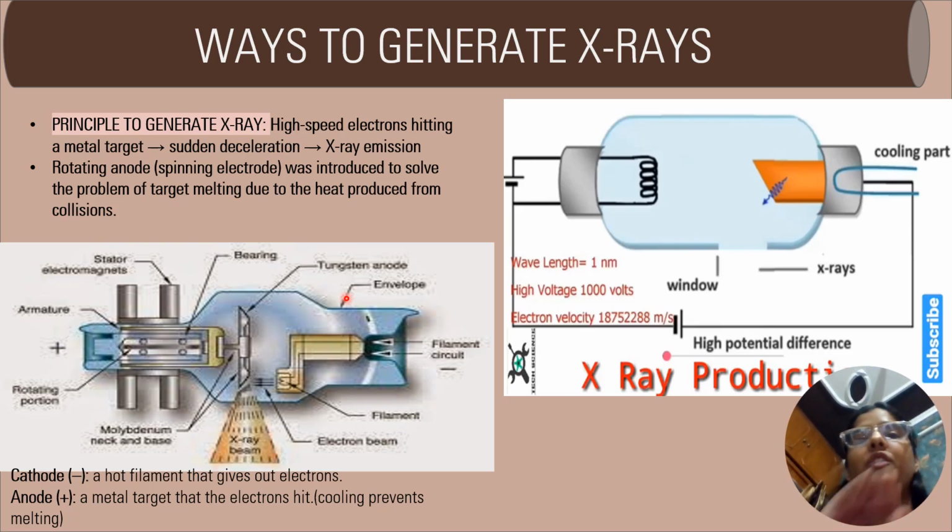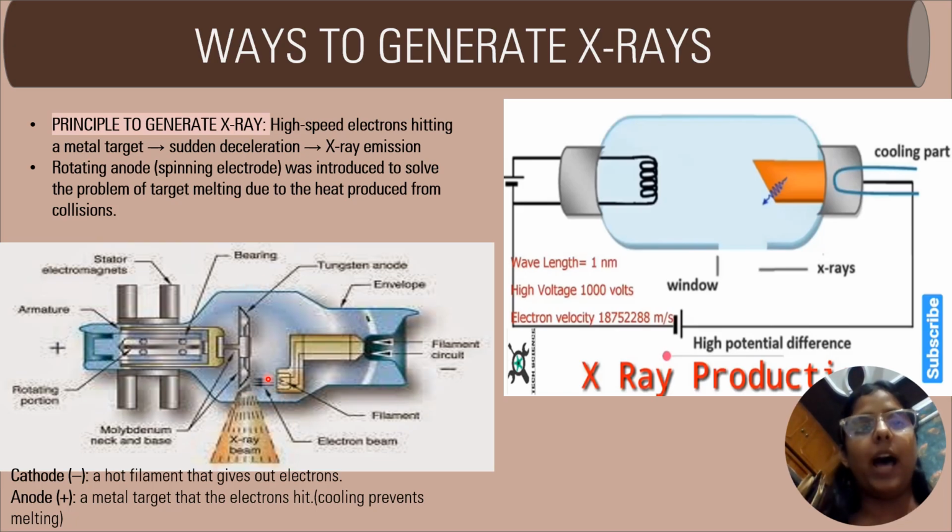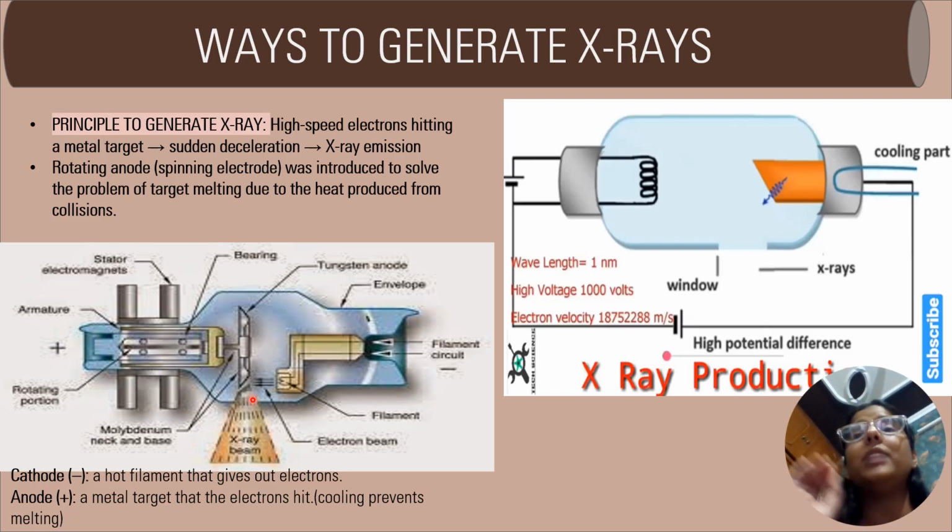Because X-rays are generated when these filament electrons collide with the anode target. Due to this collision, heat is released, and sometimes the intensity of heat increases so much that the target anode starts to melt. So usually the solution to this is to use a rotating anode.